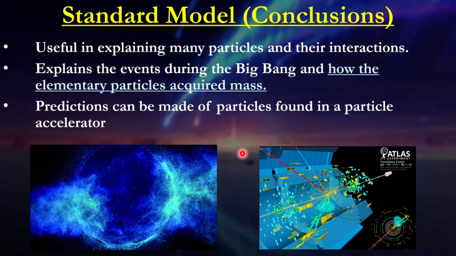So where is this model useful? Well, it is incredibly useful because it helps explain the formation of all these different particles, and obviously the combinations of the forces and the different arrangements of the periodic table. It explains what happened in the Big Bang and how these elementary particles were able to acquire mass and then obviously generate the atoms, the periodic table elements, and then stars. And it's really good at allowing us to make predictions of the type of particles we could find when we have them collide in a particle accelerator. Now, this we're going to talk about next lesson, the function of a particle accelerator, but that kind of tells you what's happening there.